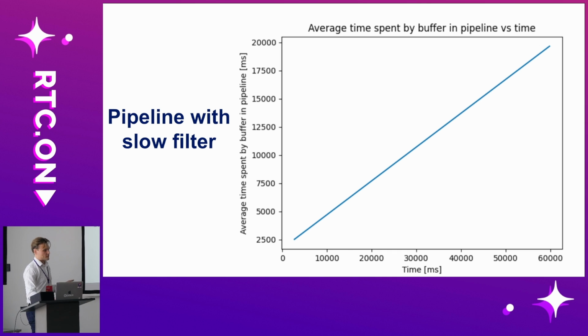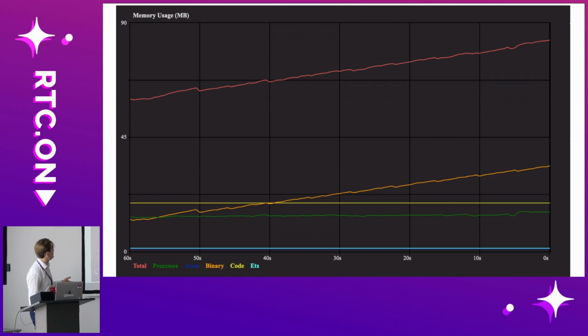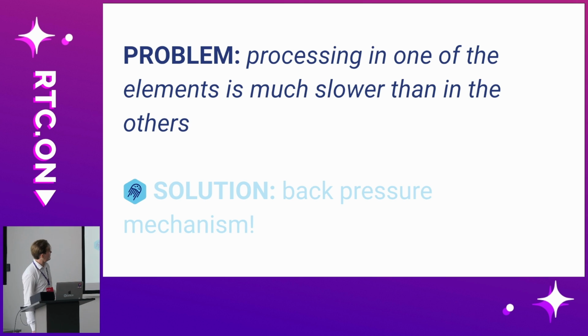However, it might have some other consequences, like an increase in memory usage, because of course this queue is also somewhere in the memory. So when we need a bigger queue, we end up with greater memory usage. So how can we solve this problem? Well, we can solve it.